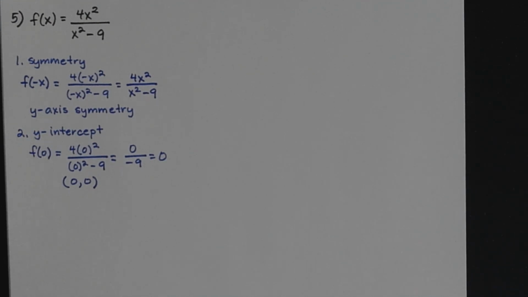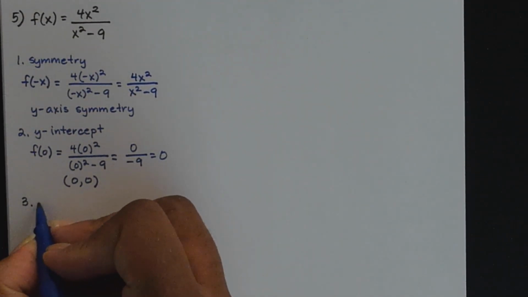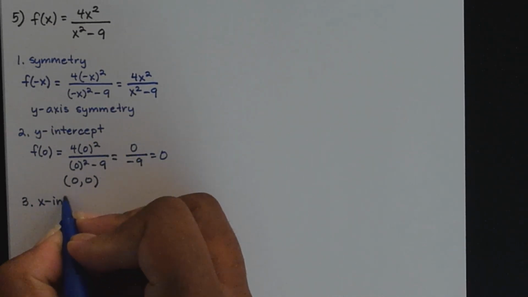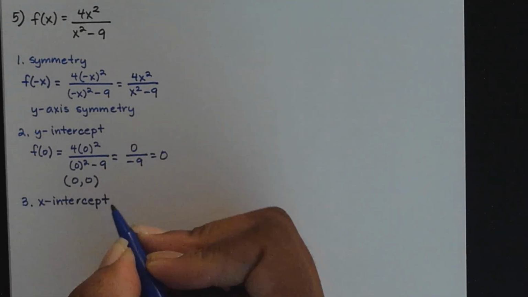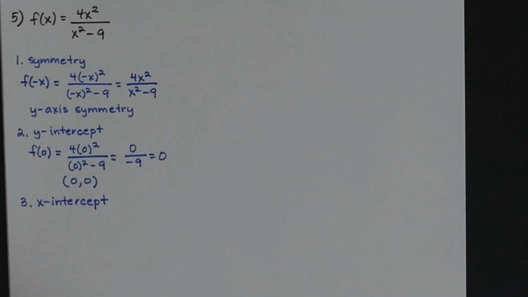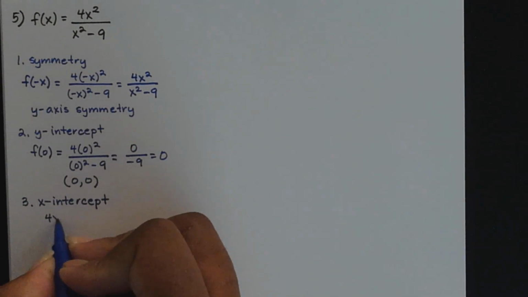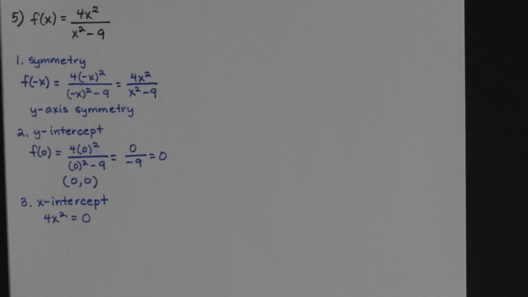That's step number 2. Step number 3 is finding the x-intercept. Now to find the x-intercept, you take your numerator, which is 4x squared, and set that equal to 0. So I'm going to take that 4x squared and set that equal to 0 and solve for x.